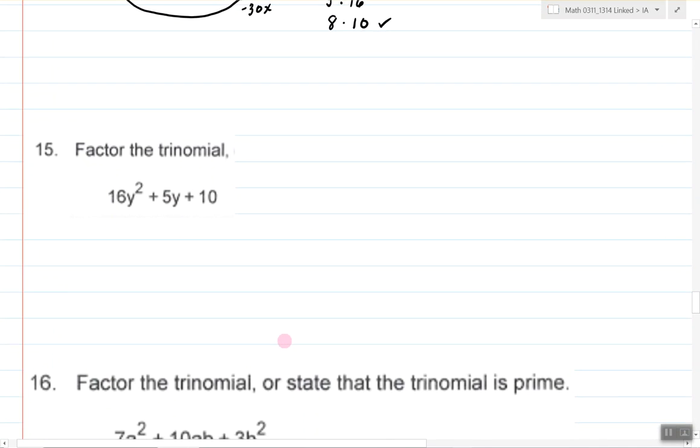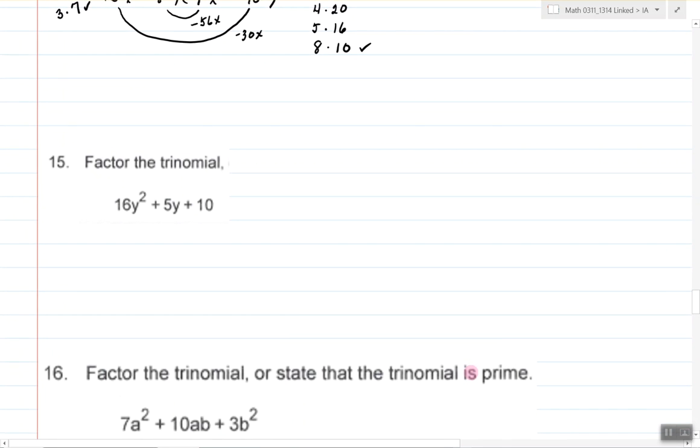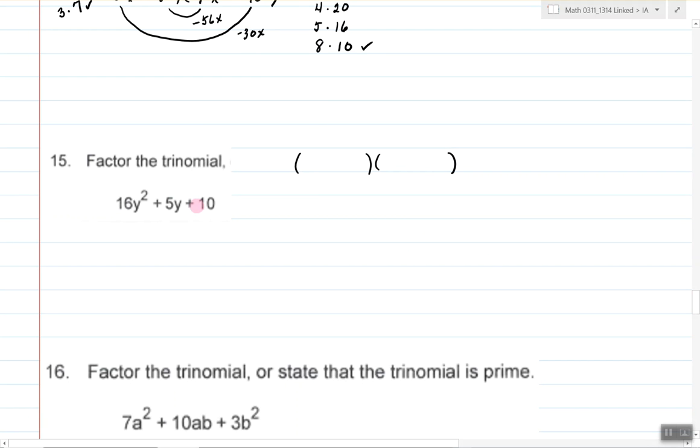All right, number 15. Going to factor it. I think I'll step over here. I don't see a common factor. Last sign is positive. That means plus plus or minus minus. The middle one is plus, so it must be plus and plus.